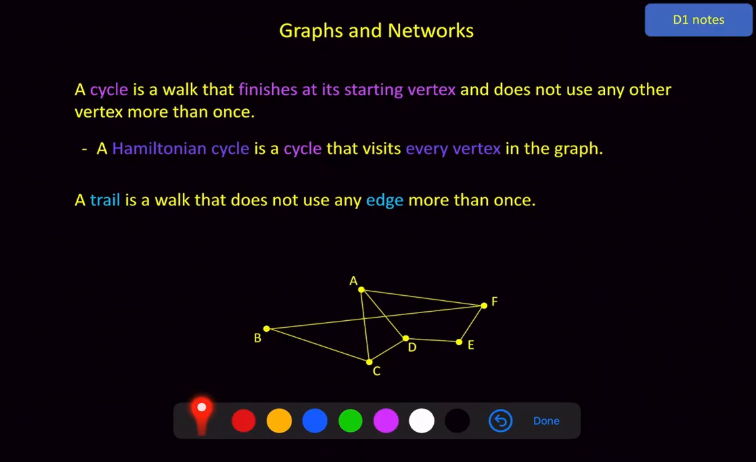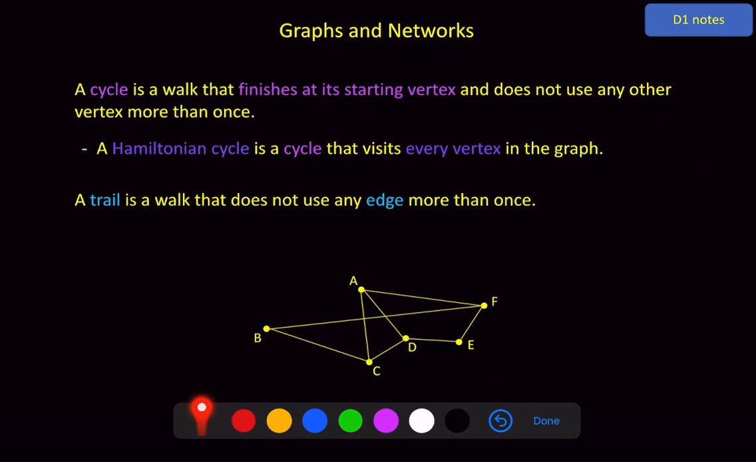Now be aware that is not always possible, although to be fair, a cycle is not always possible either. So if I were able to cycle around using every vertex once, in this case, if I start at F, I can go E, D, A, C, B, and back to F. I've used every vertex, and the only one I used more than once was the one I started with. That's a Hamiltonian cycle. Now the other specific one is also called a cycle.